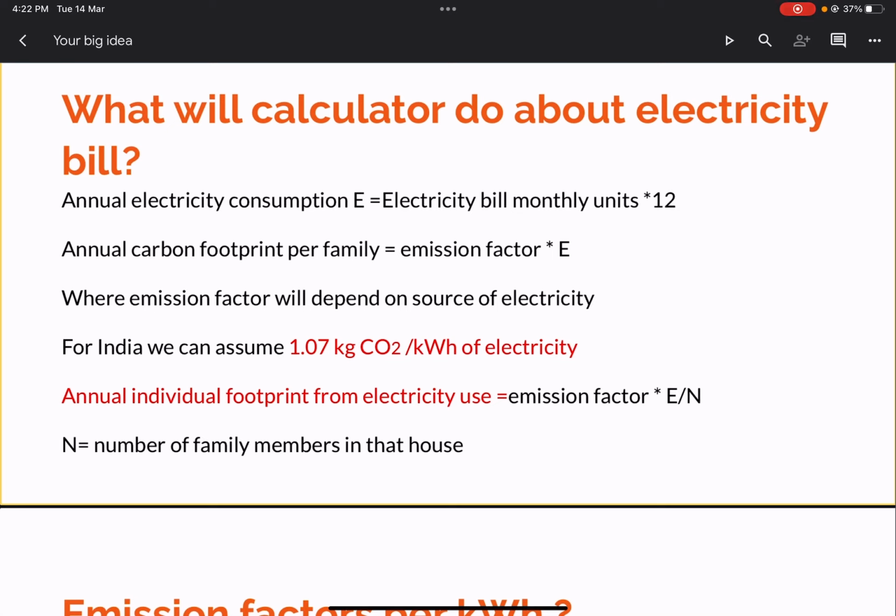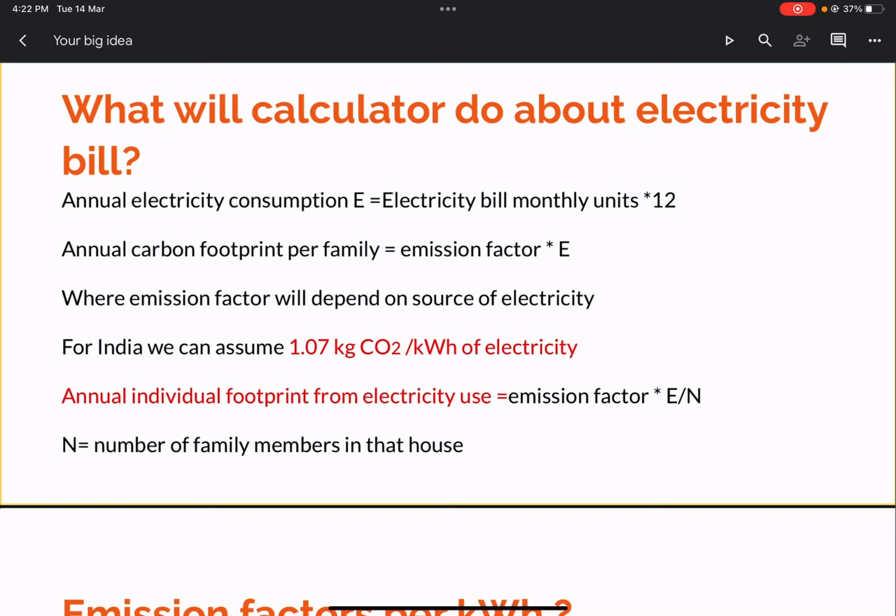Now, how do we know? For any state, if it is America, we know how much of that electricity comes from renewables, how much of it comes from fossil fuels. If it is India, we must know how much of the electricity comes from renewables, how much of it comes from coal, right? So using that mix, that is how much comes from coal, how much comes from renewables, we can calculate the emission factor, right?